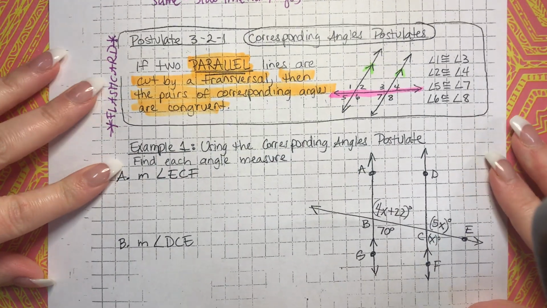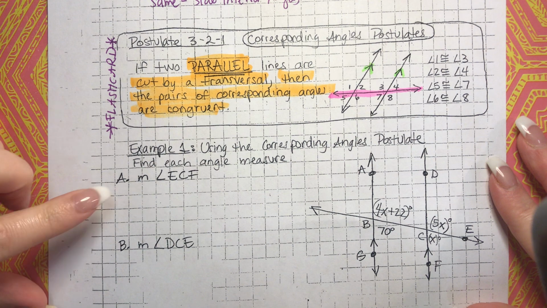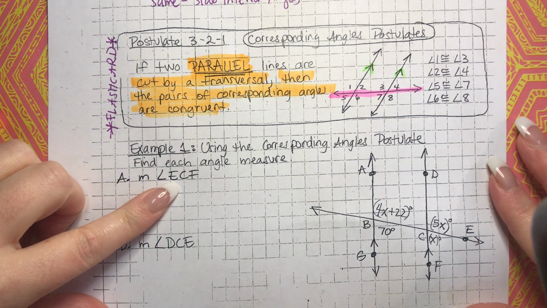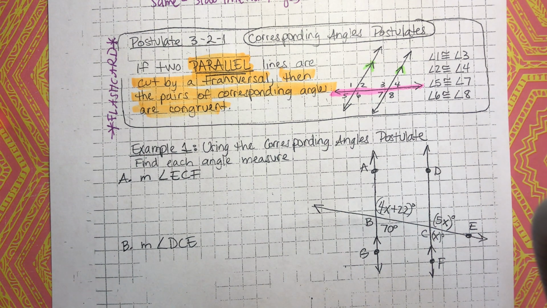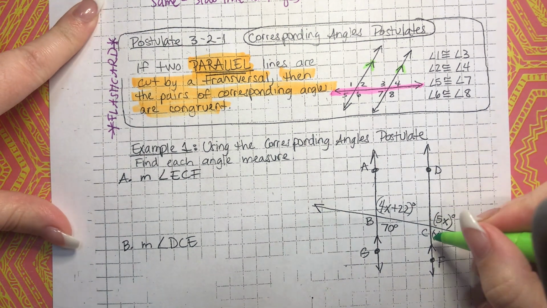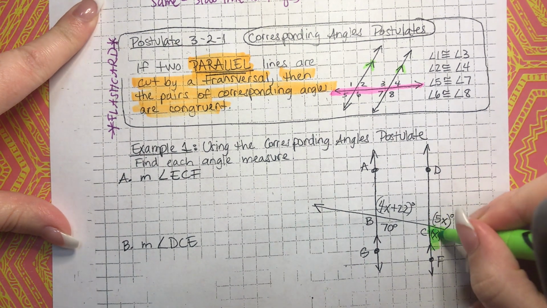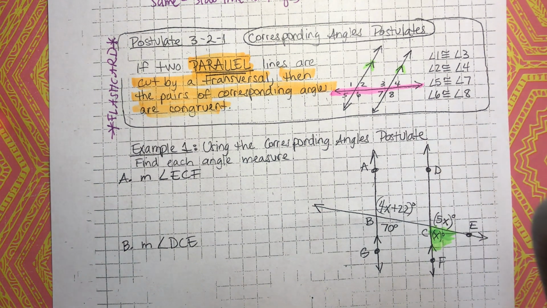Okay, using the corresponding angles postulate, find each angle measure. So this one right here, angle ECF. ECF is right here. This is angle ECF. Okay, so we need to determine, right now it's called X. We need to figure out what that is. Well, what do we have?